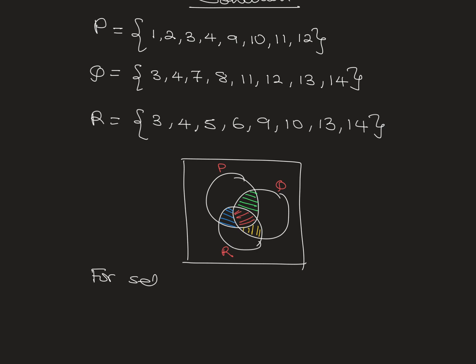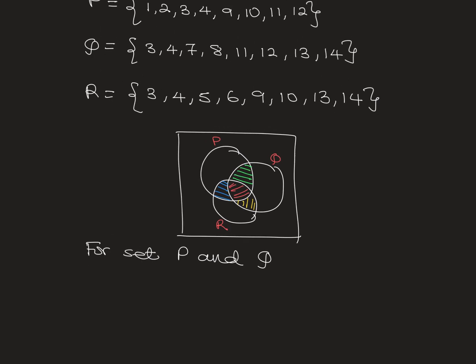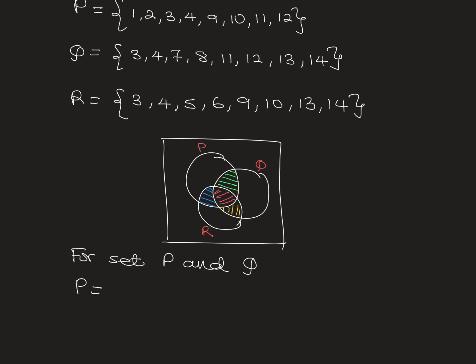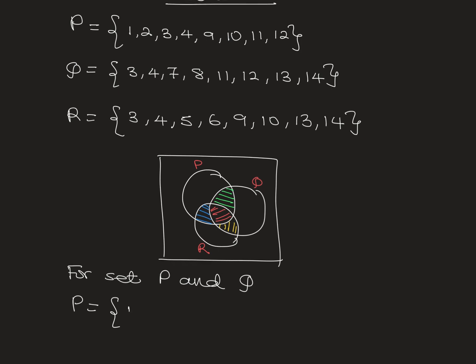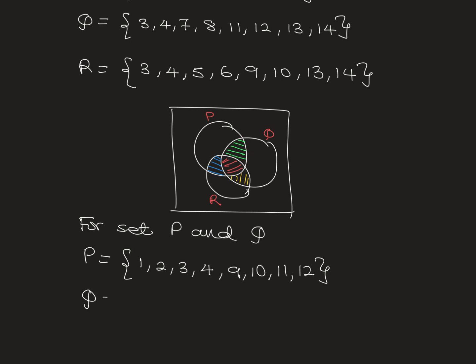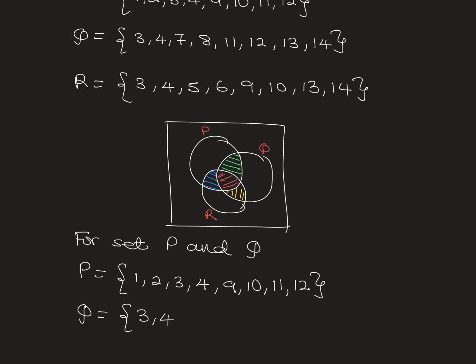For sets P and Q, we've said that set P is 1, 2, 3, 4, 9, 10, 11, and 12. And for set Q, we said that it is 3, 4, 7, 8, 11, 12, 13, and 14.